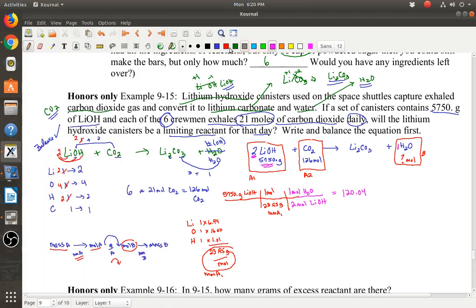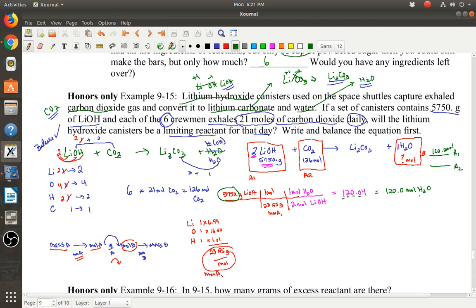And then I look for sig figs, and this has 4 significant figures. So I need 1, 2, 3, 4. So that's 120.0 moles of water. That's my first answer. So you're going to end up with 2 answers here, an A1 answer and an A2 answer. So my A1 answer is 120.0 moles.